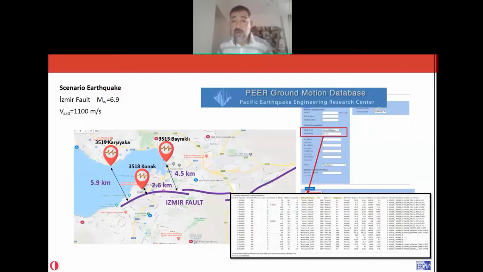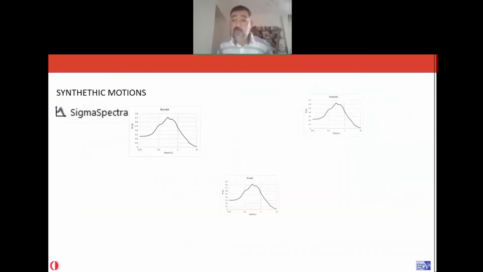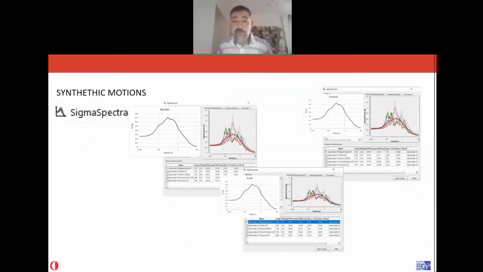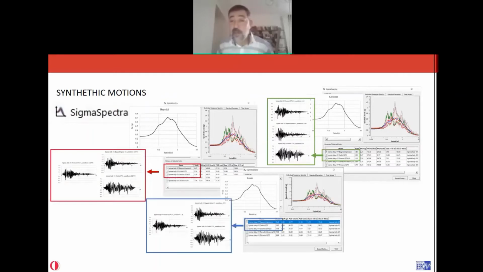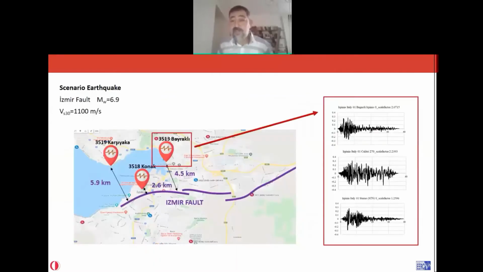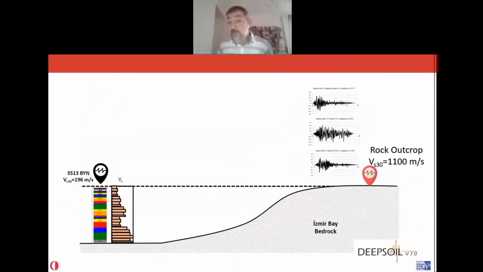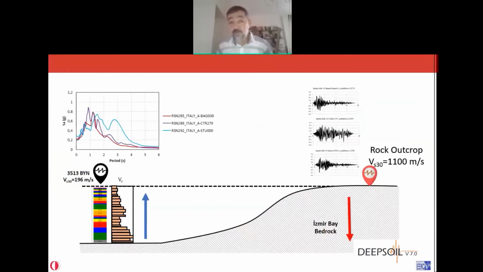We don't have very many records from normal events at these magnitude levels. So we chose some rock motions. We fit them to our basic ground motion prediction equations, and then we did some site response analysis. Those are the records. By using the model that we use, Outcrop, we did the convolution for the scenario earthquake. And this is what we expect in Bayraklı after an event.